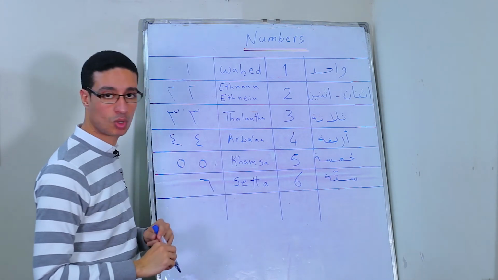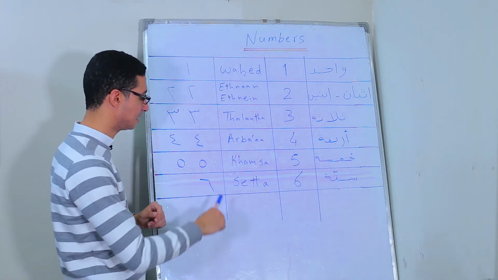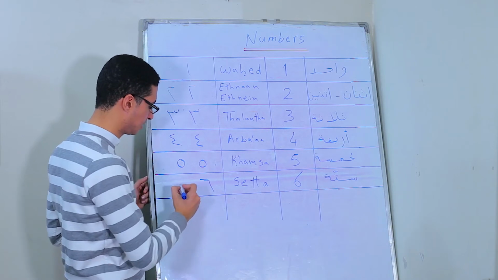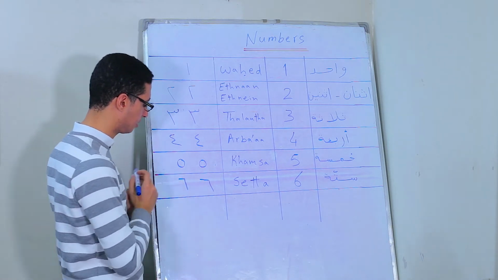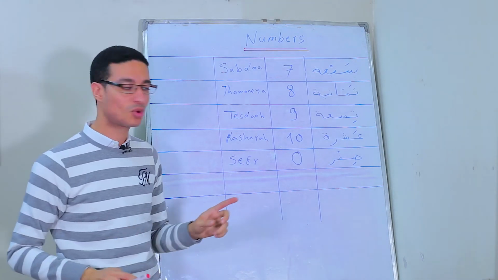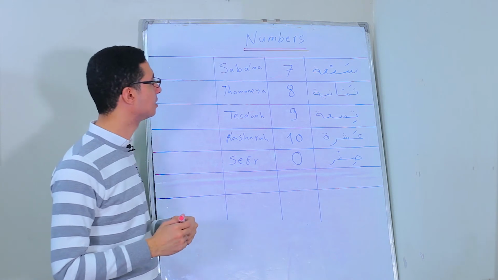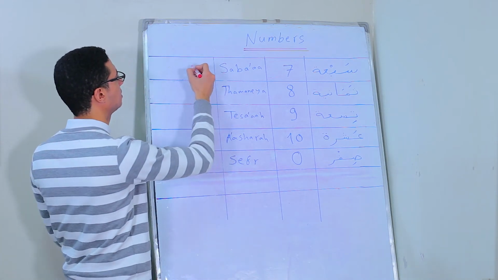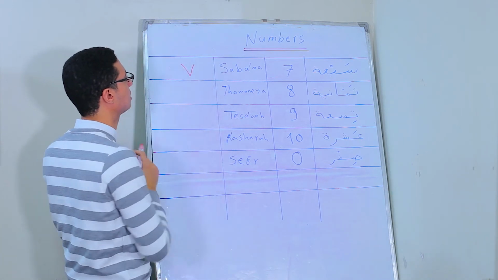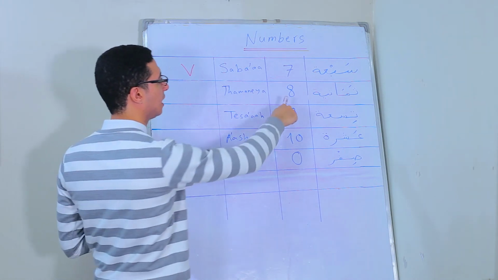Okay, the next one is ستة, ستة. ستة means 6, number 6, and it's written like this as a number. The next one is سبعة, سبعة, 7, and it's written like this as a number. Okay, سبعة, 7.